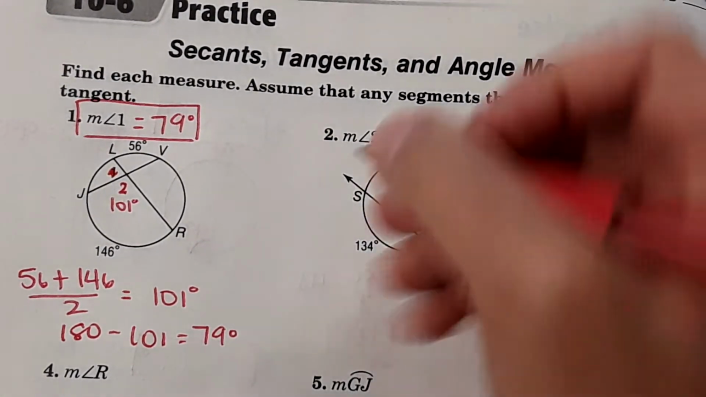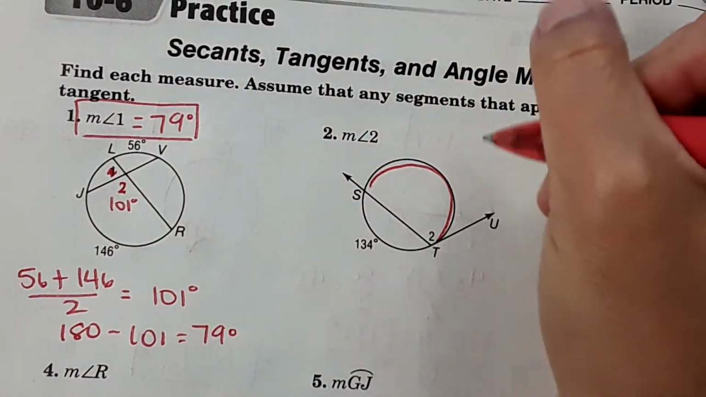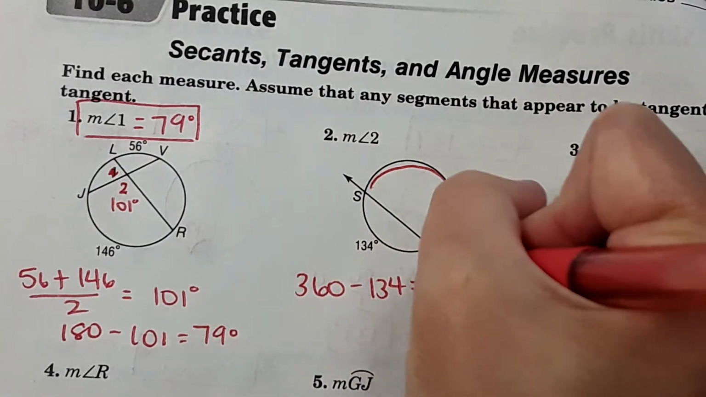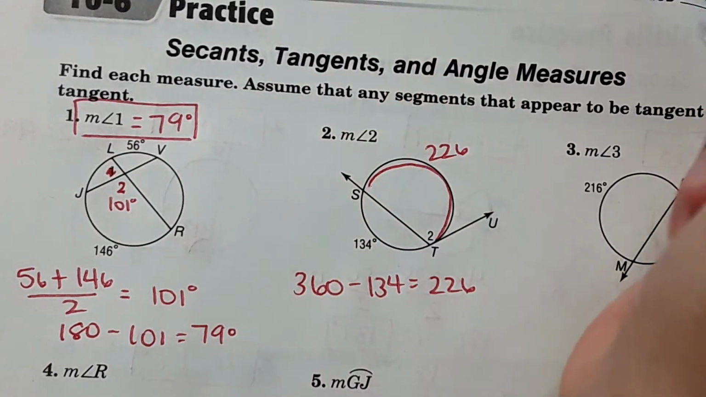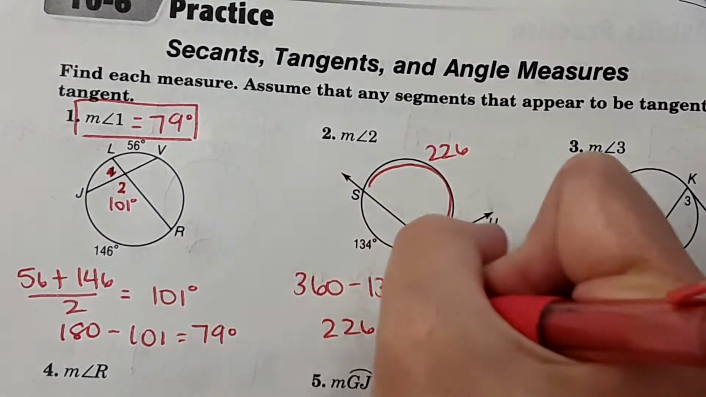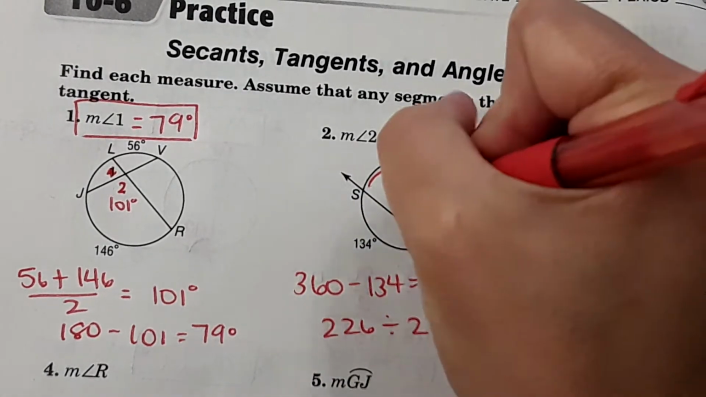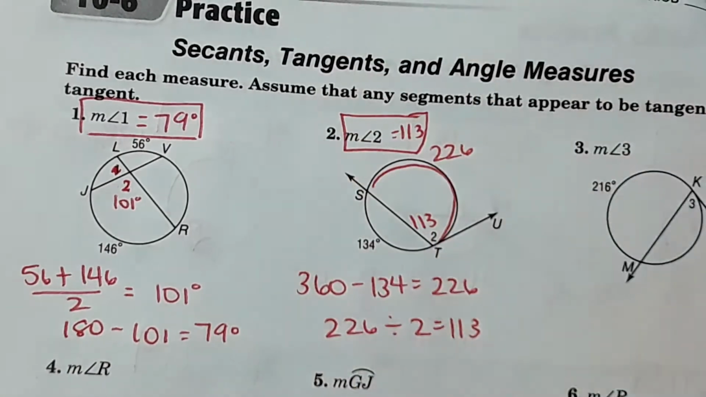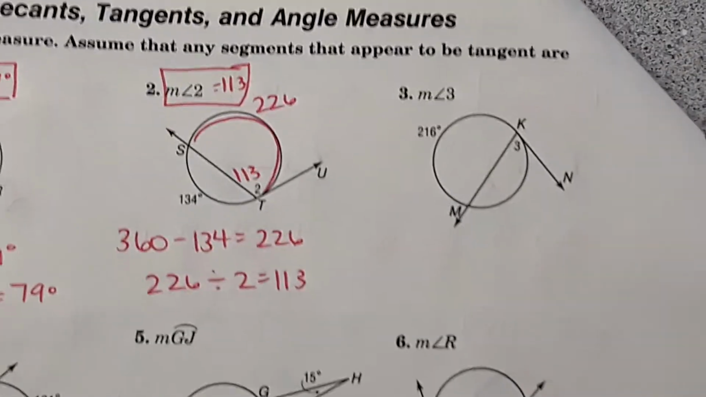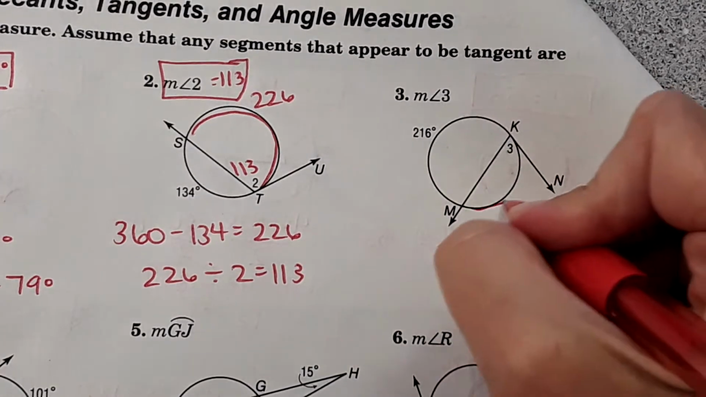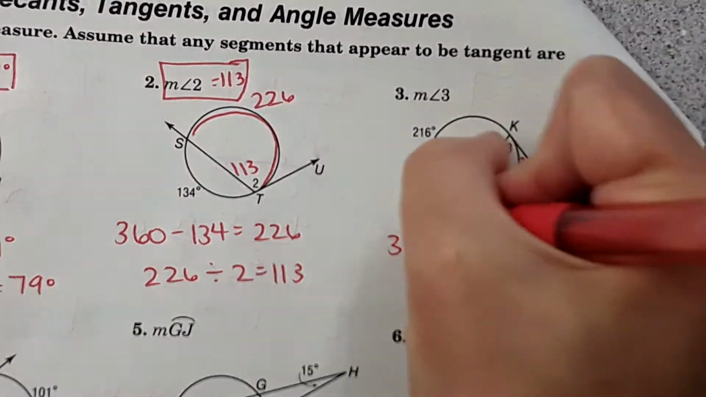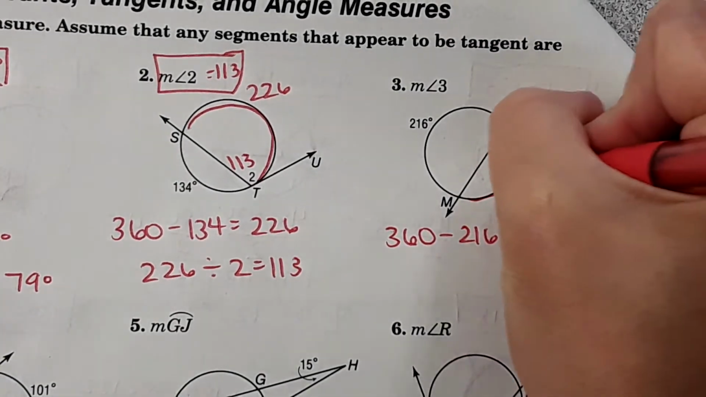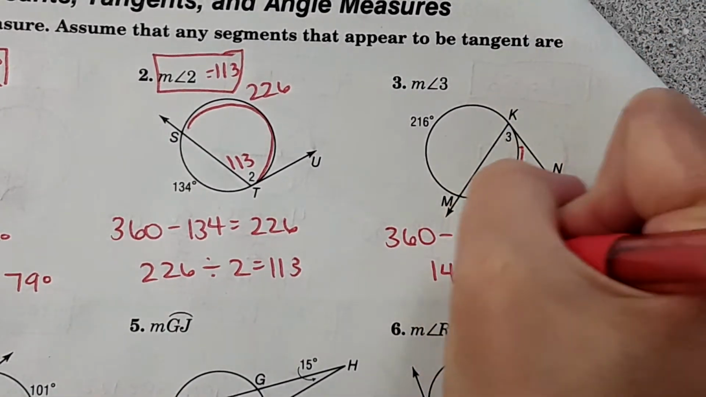Then number 2, we have to take this arc and divide it by 2. 360 minus 134 gives us 226. And then take 226 divided by 2, and we get 113. And I'm going to keep the pace just so we don't get too bored. Number 3, I need to take this arc and divide it by 2. So 360 minus 216 gives us 144. Then divide that by 2.